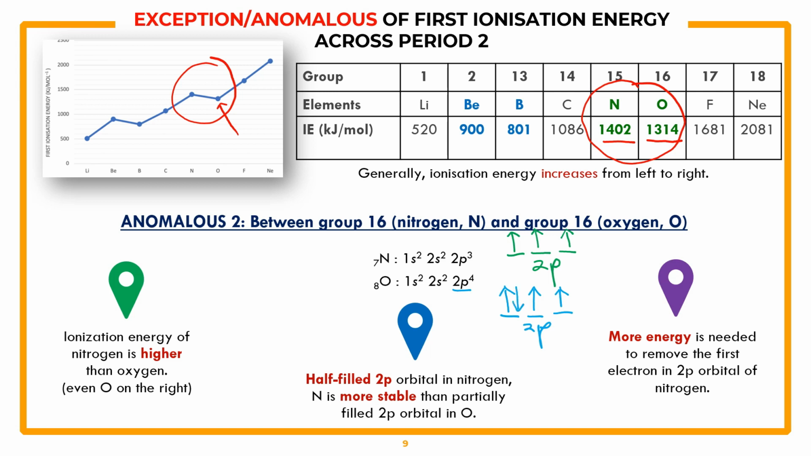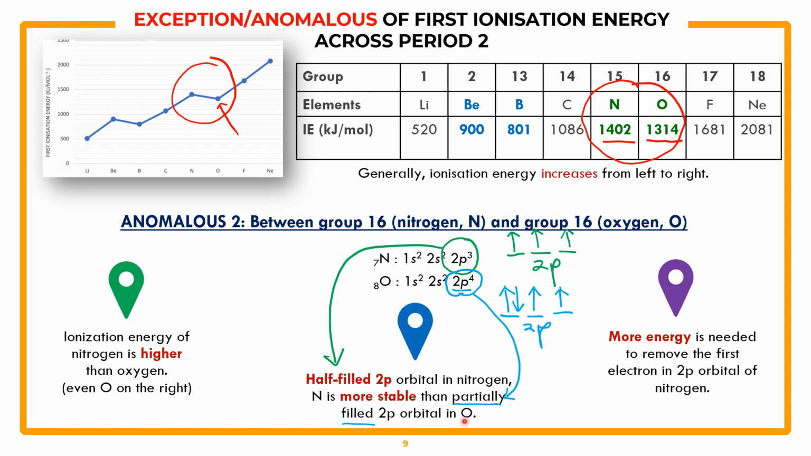So di sini, from these two arrangements, you can see that the 2p3 in nitrogen is called a half-filled 2p orbital, and the 2p4 in oxygen is called a partially filled orbital. And for sure, you have learned this before in the previous lecture. Bila kita ada half-filled orbital, half-filled arrangement like this, this kind of arrangement juga kita panggil sebagai stable arrangement. So half-filled 2p orbital in nitrogen is more stable than partially filled 2p orbital in oxygen.